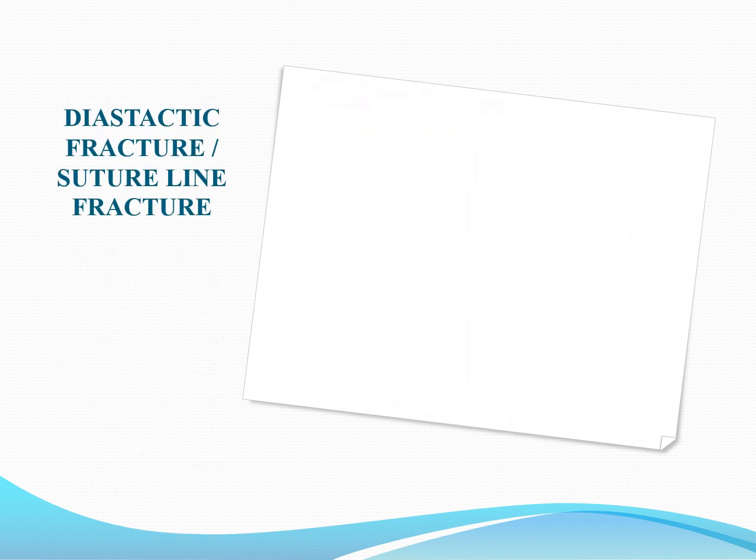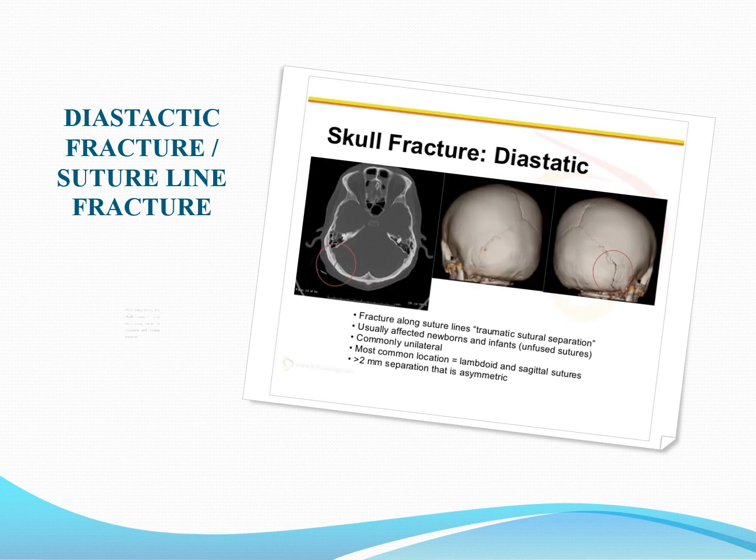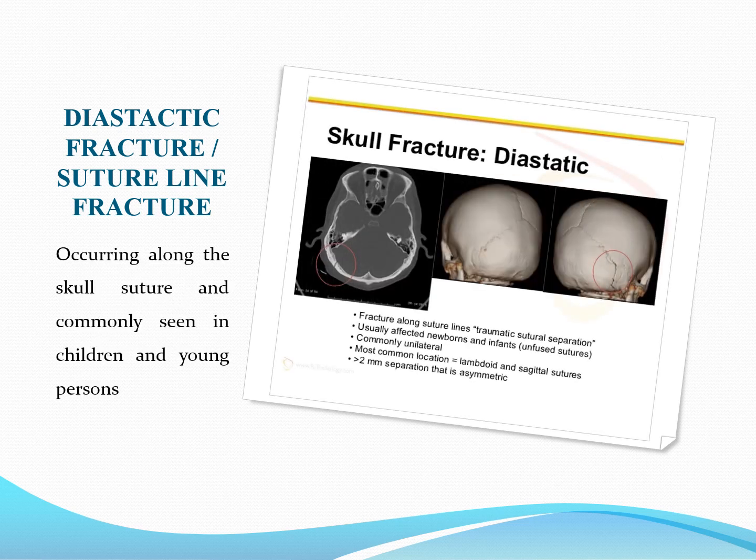Diastatic fracture, or the suture line fracture, are basically fractures occurring along the skull suture and commonly seen in children and young persons. You may see in the picture this type of fracture, as in this case. The circle represents the diastatic fracture, which is seen along the line of suture. In this figure you may also see that separation of the suture takes place, which is again an example of the diastatic fracture.